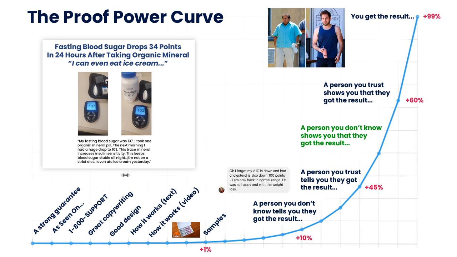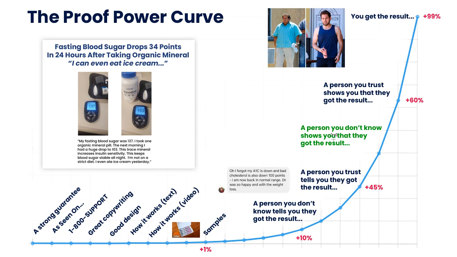Now, below this, obviously, you would have the rest of the elements of your offer and the things you're giving for the purchase. This would be where these things would come into play, like a guarantee, maybe logos of professional companies they would recognize, your phone information so they know they can get support, your great copywriting, your good design. Remember, though, that on the proof power curve, these things don't have the weight that this thing has at the very top.